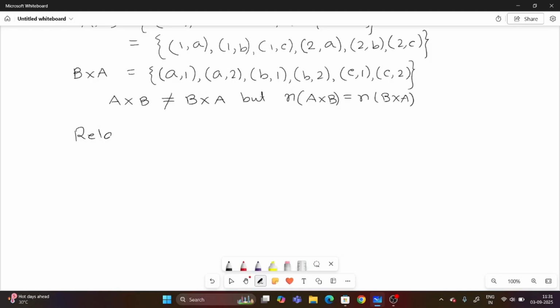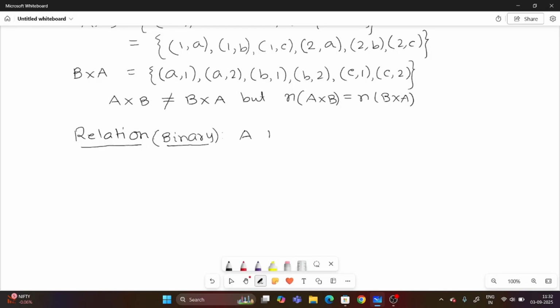Now we shall discuss about relation. What is a relation? In general, we are doing binary relation. Binary relation means relation between two sets. So what is a binary relation?